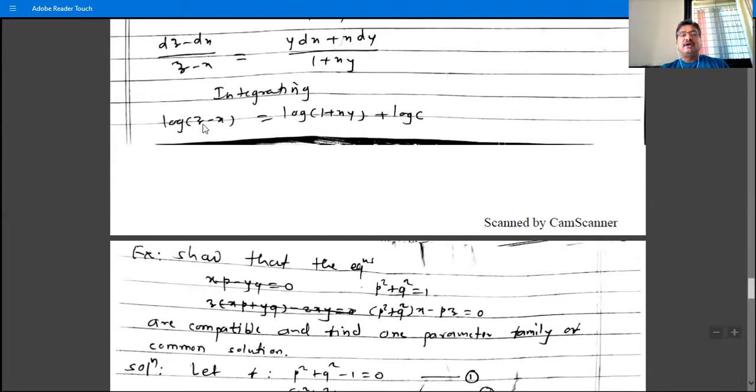This is the final answer, or we shift this log (1 plus xy) to the LHS. So we have log (z minus x) divided by (1 plus xy), and cancelling the log on both sides, we have the answer: (z minus x) divided by (1 plus xy) is equal to constant. Writing these two more steps: shift this log (1 plus xy) to the LHS, so we have log of (z minus x) divided by (1 plus xy) is equal to log c. Cancel the log on both sides, and we have the final answer: (z minus x) divided by (1 plus xy) is equal to c, and this is the one parameter family of common solution.